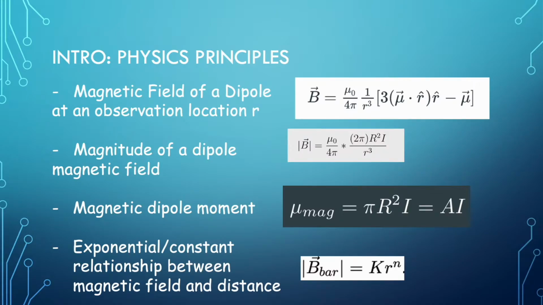Some of the physics principles that we're going to be using, first of all, is the magnetic field of a dipole at observation location R. This is going to be important for our computer model when we're trying to calculate this magnetic field at different locations. And these three formulas are going to be used together when we're trying to find mu, so we can plug into this formula.